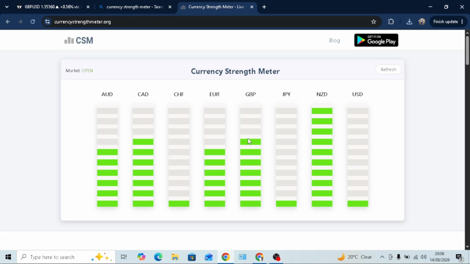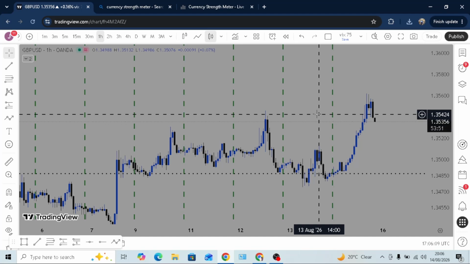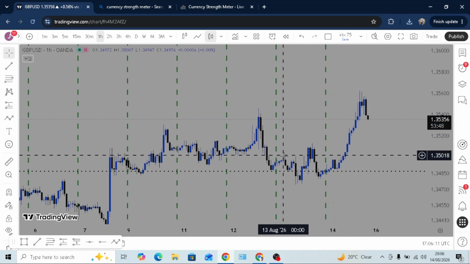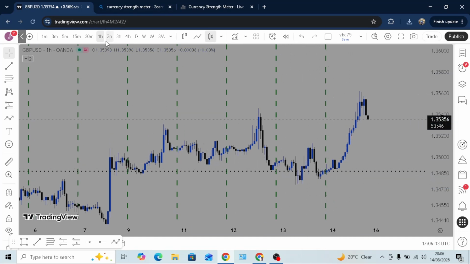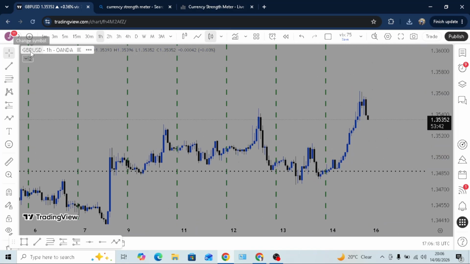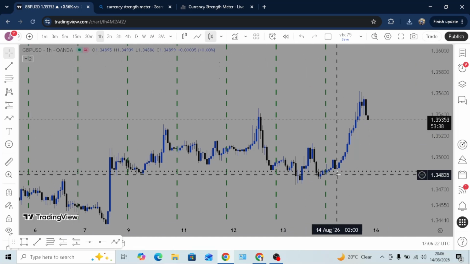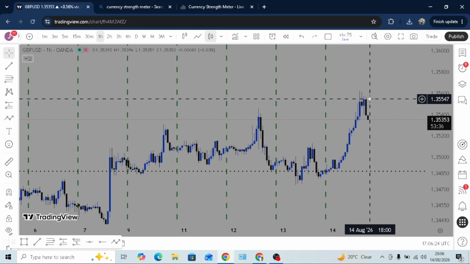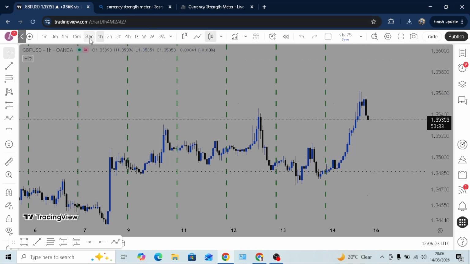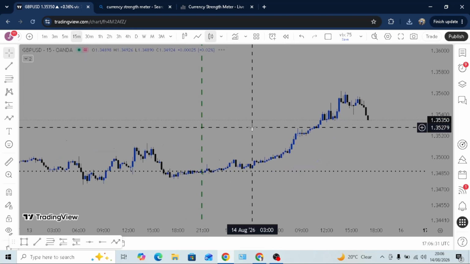So let me take you back to the charts. I want you now to see the GBP is strong and the USD is weak. Let's go on the chart, see what GBP USD is doing. As you can see, this is the 1 hour time frame. This is GBP USD. Since the GBP is stronger, we expect buys. You can see that on this day, the price kept on pushing to the upside.